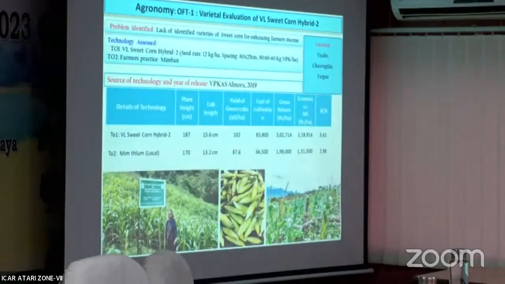The first OFT under agronomy is on varietal evaluation of BL sweet corn hybrid. This technology is taken from KVK Almora 2019, with the seed rate, spacing and all. I will not go into detail. And here we observe that BL sweet corn hybrid 2 performs better in terms of yield, growth, returns, and BC ratio as well.